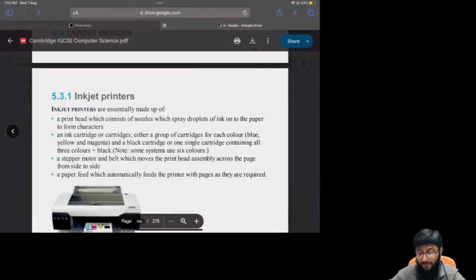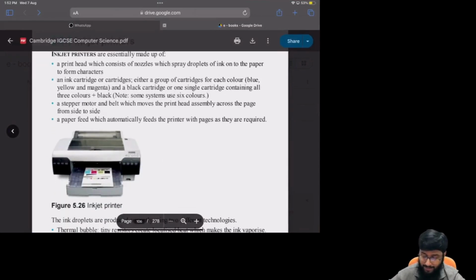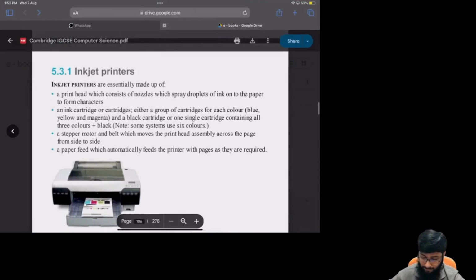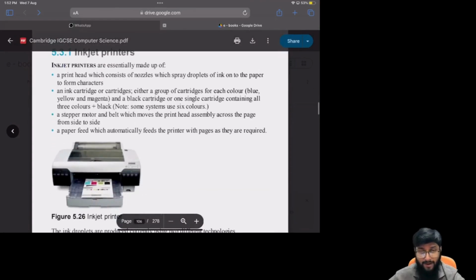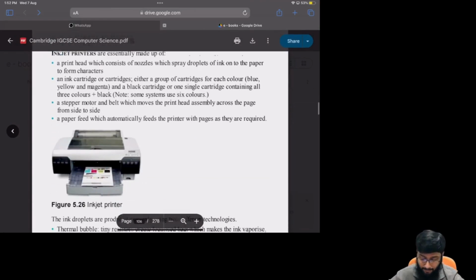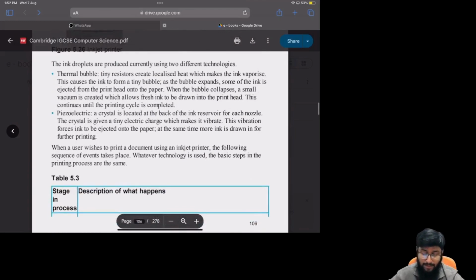Then a paper feed, that looks somewhat like this, and you might see over here at the bottom there is a paper feed tray. This paper feed tray is actually utilized to place the papers inside. Then come the two different technologies that are utilized by inkjet printers: thermal bubble technology and piezoelectric.